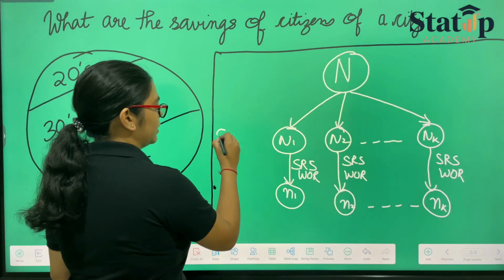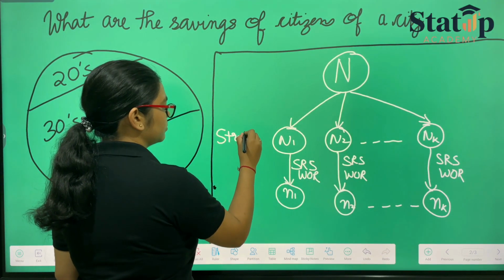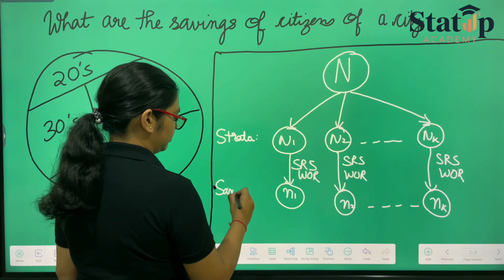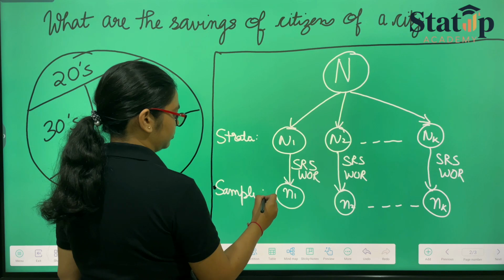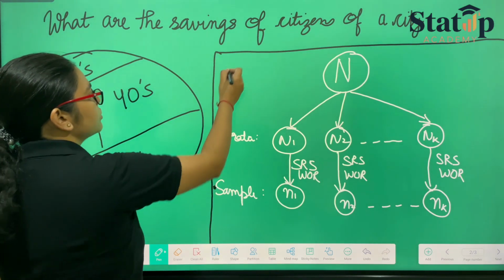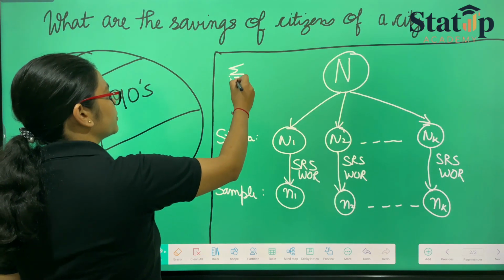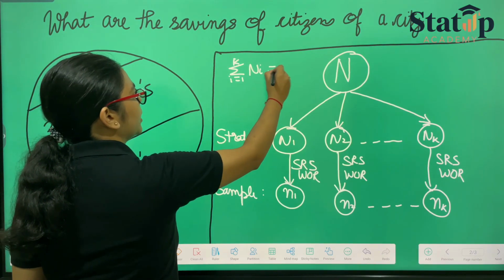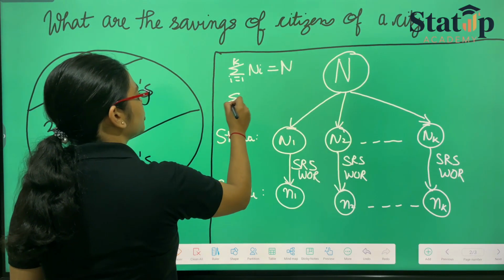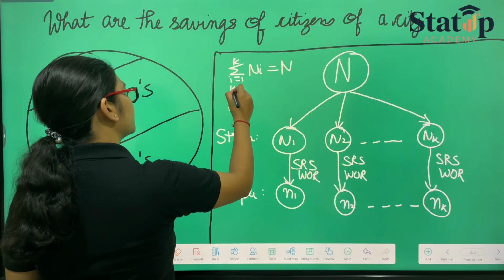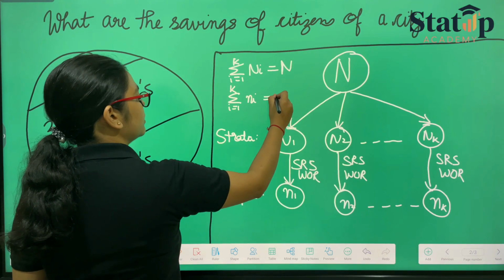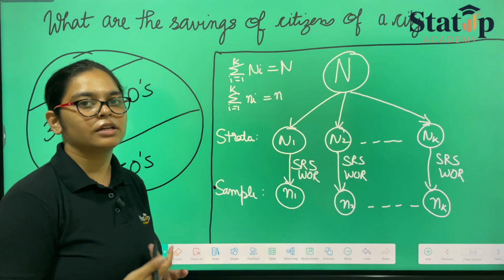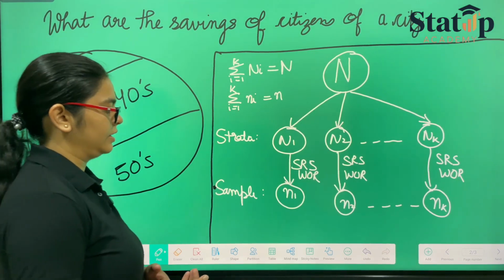These are the strata and these are the samples. And we also know that summation i goes from 1 to k, Ni is nothing but capital N, and summation i goes from 1 to k, small ni is nothing but small n. This is the basic structure, or we can say the diagrammatic form, of stratified random sampling.